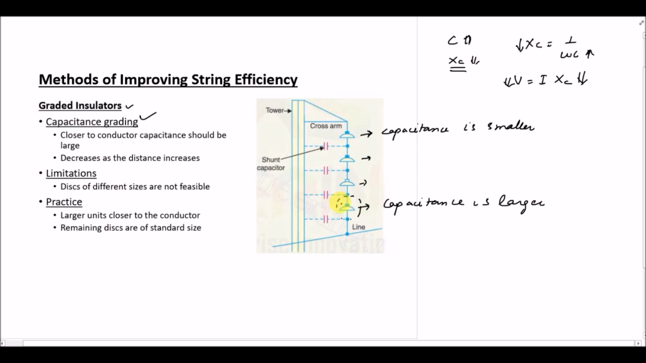The only limitation in this case is that we have to prepare discs of different sizes with different capacitances, which is not feasible. So what we usually do is have a larger unit closest to the conductor, and the remaining 3 discs have a standard size. We only prepare one larger disc closest to the conductor to reduce the voltage stress on that insulator. So this is the second method, in which we have graded insulators.